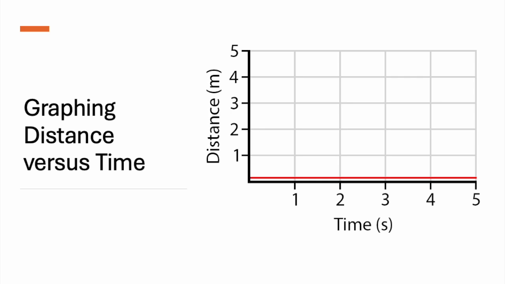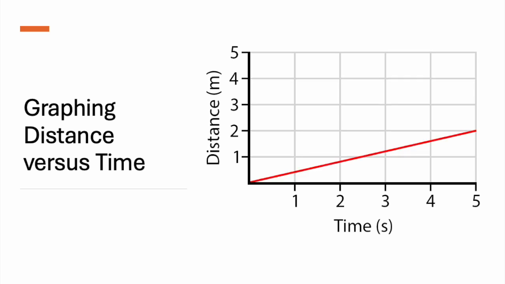In this graph, the object is not moving, so the object's distance is not changing. That means the object's speed is not changing from moving 0. The steepness or slope of the line represents the object's speed. The steeper the slope, the faster the object is moving.